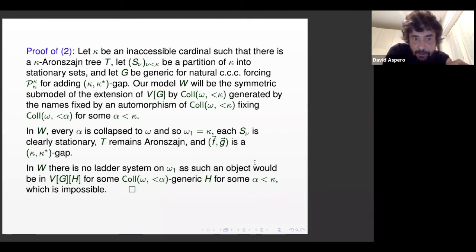So in particular, going to the last paragraph, there is no ladder system on omega 1, as such an object would be in V of G of H, for some generic H for the collapse of some alpha less than kappa, but that is impossible.